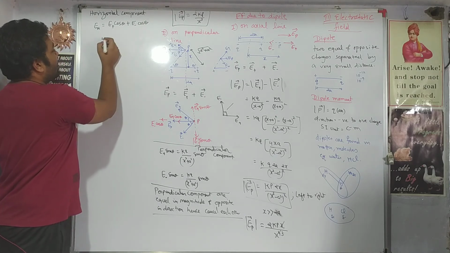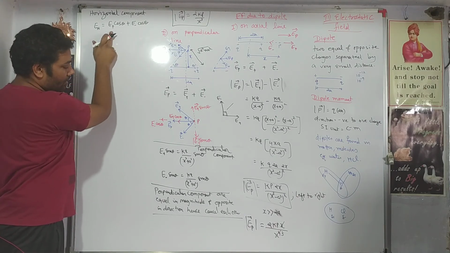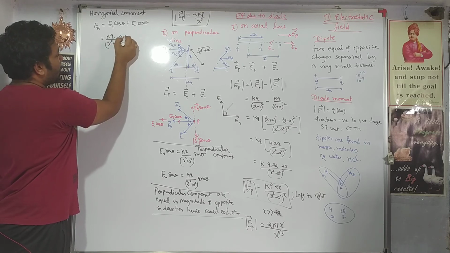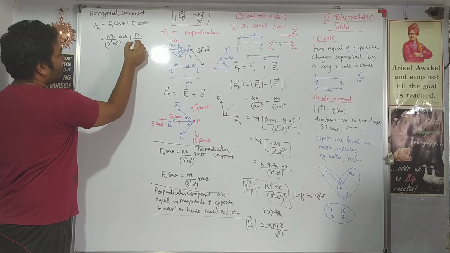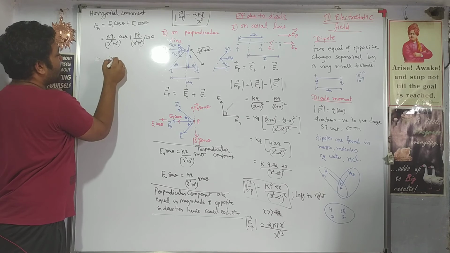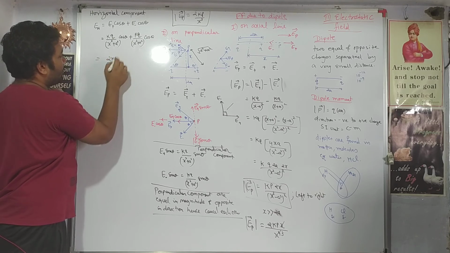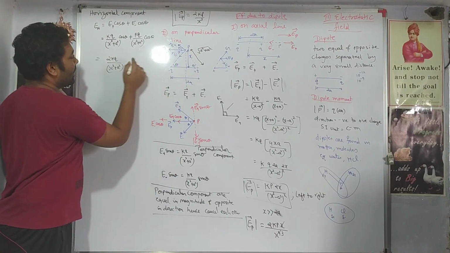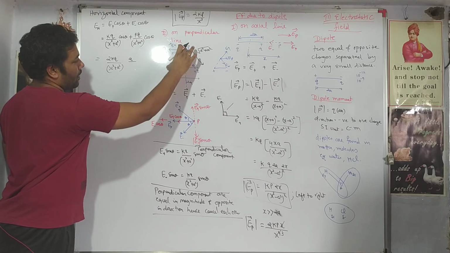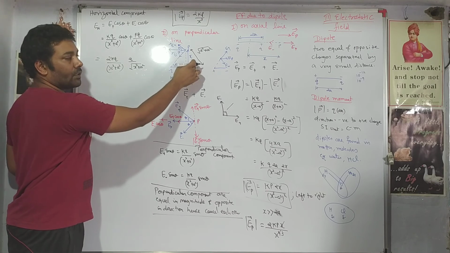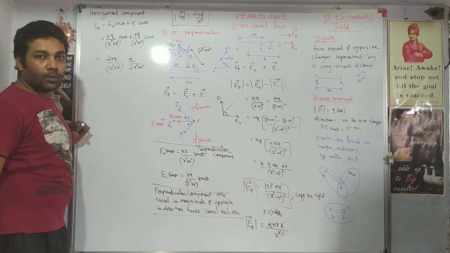So let us again put the values, the value of the E plus. Similarly it will be kq by distance square, so x square plus a square, cos theta, and for the negative charge also kq by x square plus a square, cos theta. Adding them up, it is 2kq by x square plus a square. Let us put the value of cos theta: base upon hypotenuse. So base is a, and hypotenuse is square root of x square plus a square. Here also if you find cos theta, base upon hypotenuse, you will get the same value.